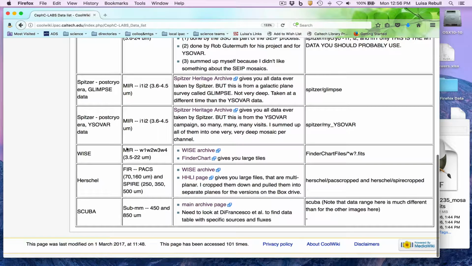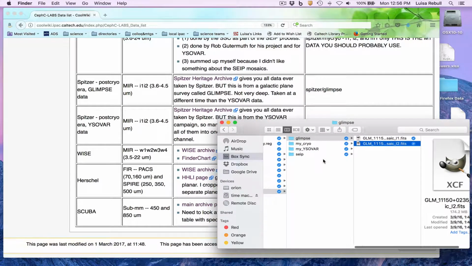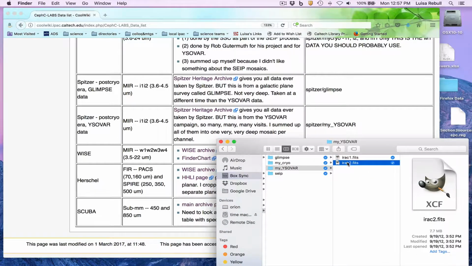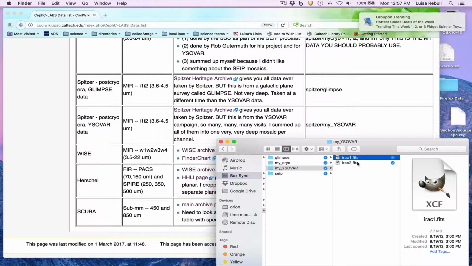Finally, the YSOVAR data, again, taken post-cryo, so there's only 2 IRAC channels. If you go to my YSOVAR, you'll see just 2 mosaics rather than the 100 or so epochs that we have. What I did was I summed up all the available data for IRAC 1 and 2, which means that this is going to go incredibly deep. It's going to go to very, very faint objects. But it has got a funny edge to it because it's taking into account all of the YSOVAR data. It's not a square, it's unusually shaped.